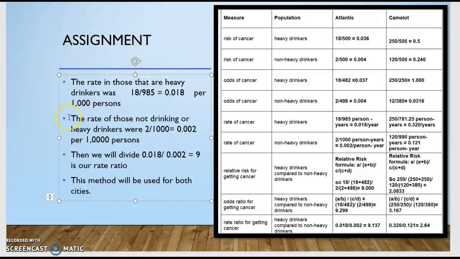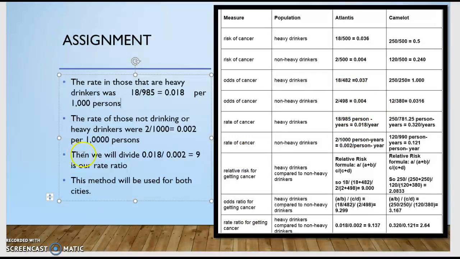The next thing we need to do is find the rate for those not drinking, or those that are not heavy drinkers. We have 2 divided by 1,000, which equals 0.002, which we can also see is right here, the rate of cancer. So we've already solved this. Really we're just backtracking, plugging things in, solving rate ratio for getting cancer. So it's helpful that we've already done these two steps.